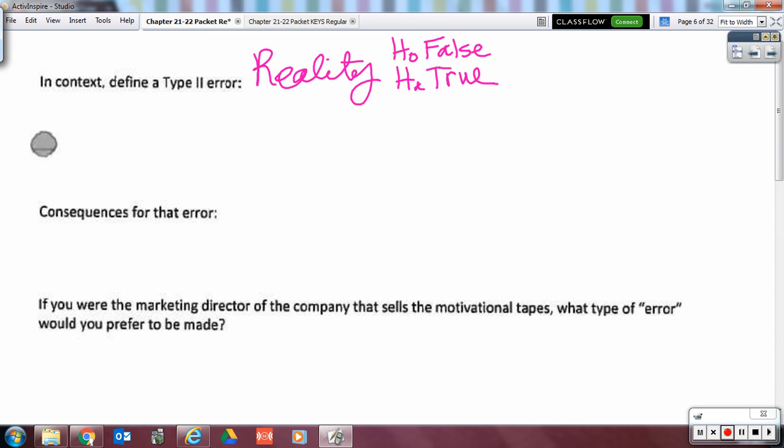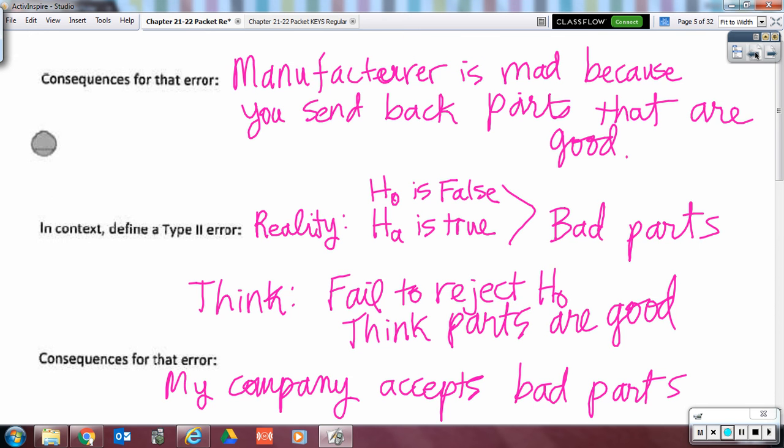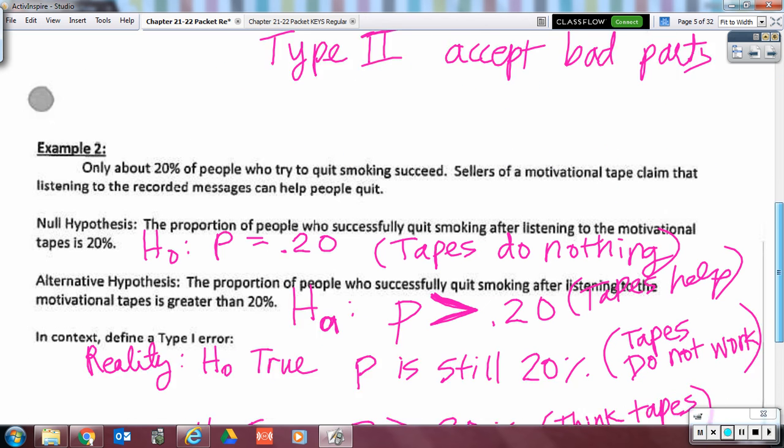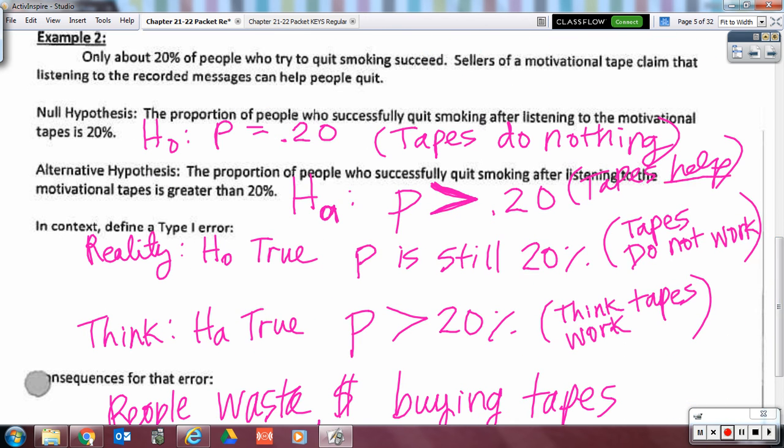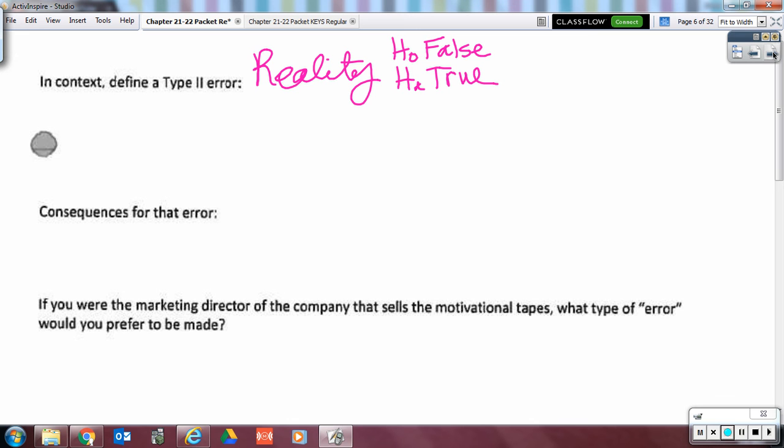What does it mean if HA is true? If HA is true, then what does that tell us? The tapes are working. So if the reality is HA is true, the tapes work, and P is now greater than 0.20. The proportion that quit smoking is greater than 0.20. Good job. That's reality, but it's a type 2 error.